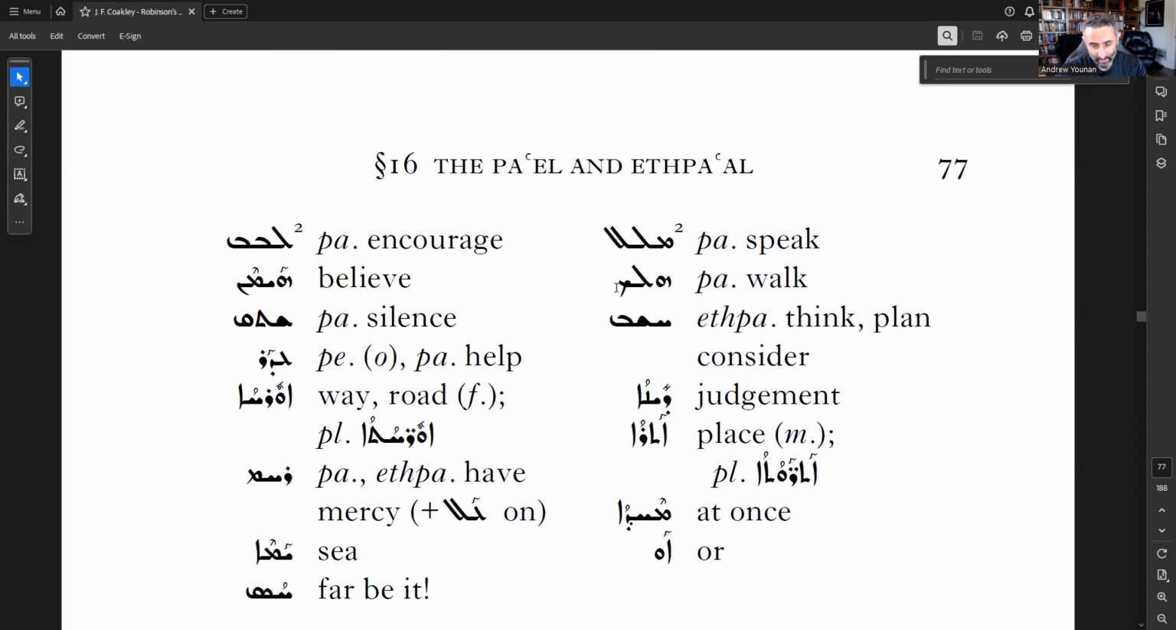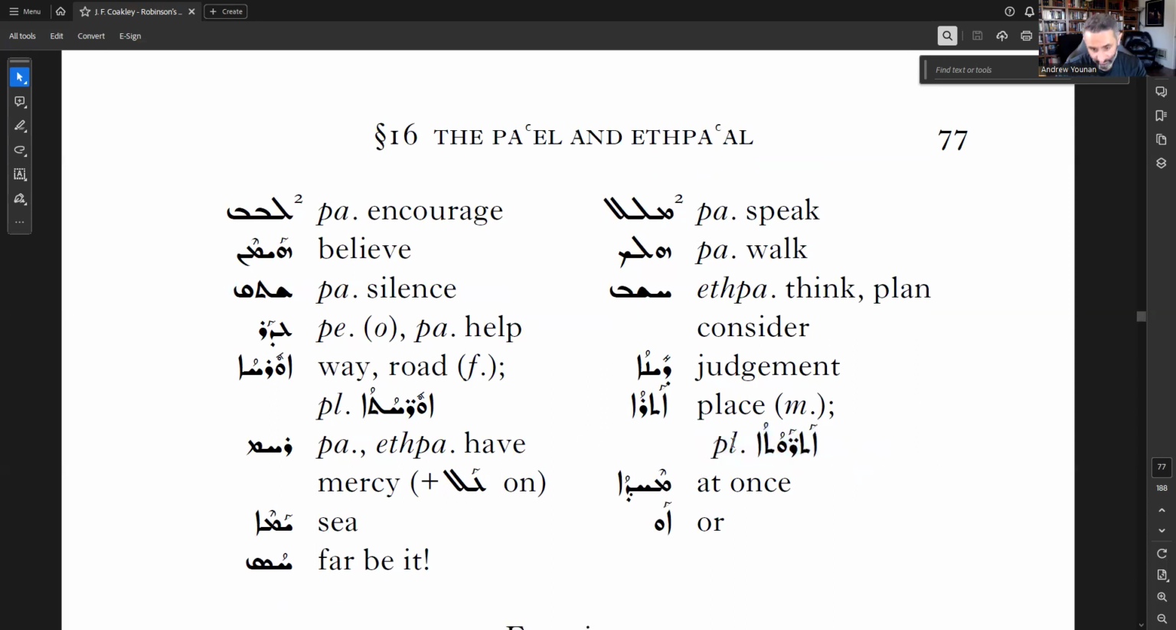Okay. Mellil, to speak. Hellich, to walk. Hashu, to think, plan, consider. Dina is a noun, judgment. Athra is a place. The plural is athrawatha. It's an irregular masculine plural. Mahdha means at once, immediately. O means or. Labbil, to encourage or to enhearten. Haman is to believe. There's a nice four-letter root. Haman. Shattiq, to silence. Adar, to help.